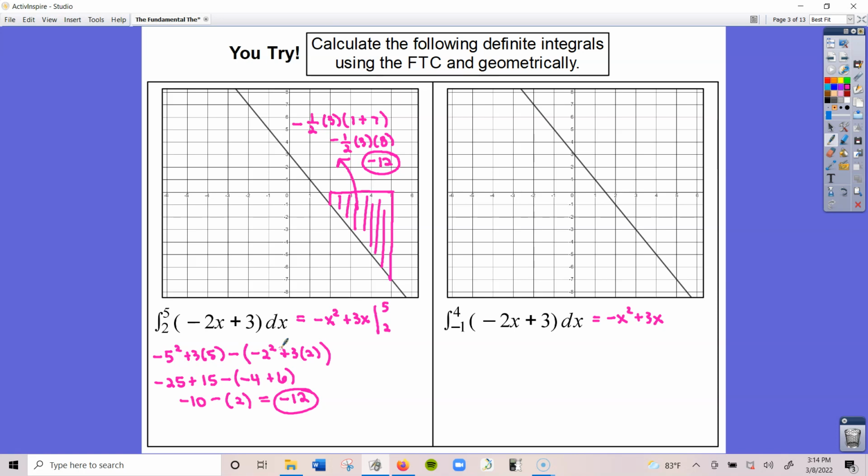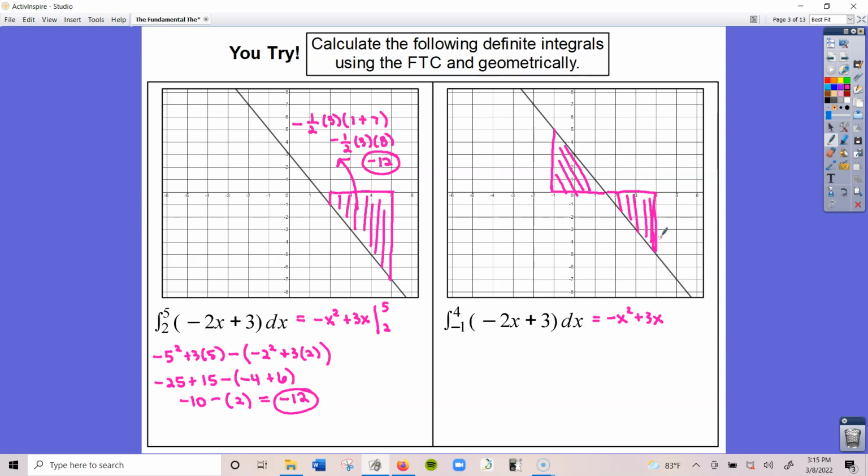Now let's look at this last one here. Again, same function. We're evaluating from negative 1 to 4. So here's negative 1. This is my area that is above the x-axis. And then this is until 4, which is my area below the x-axis. Now you should notice here that these triangles are identical. We have here that the base is 1, 2, 3, and the height is 2.5, and then 1, 2, 3, 4, 5. And then here it's 2.5 and 1, 2, 3, 4, 5.